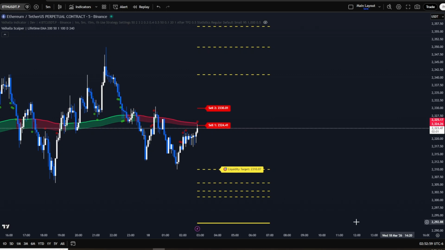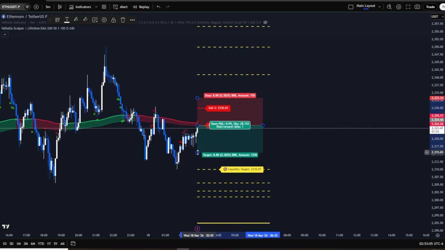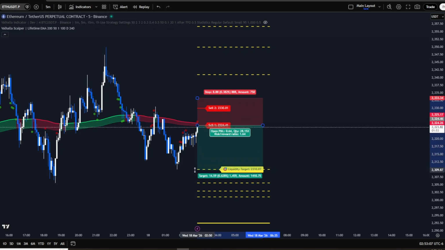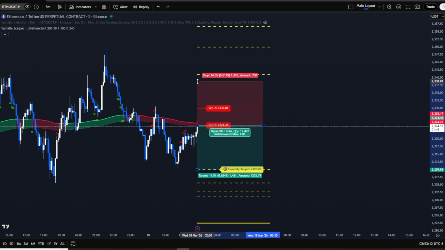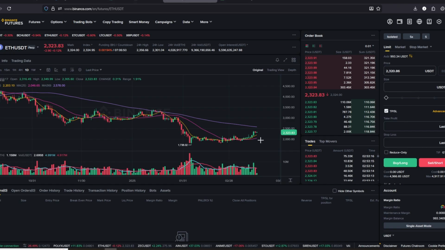Let me walk you through a real example. Look at this chart. The ribbon is red, so we're in a bearish trend. We're only looking for sell signals. Right here, we get a sell 1 circle. That's our entry. Now, where do we exit? Look down. There's our liquidity target label on the nearest lower liquidity level. That's the target. Let me go ahead and set up this trade example for you with the marked levels.